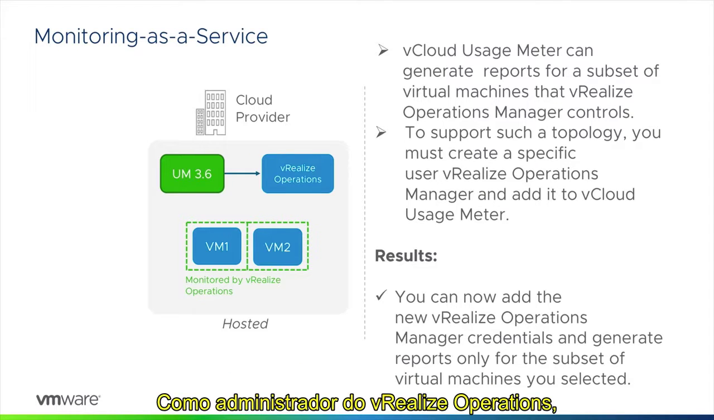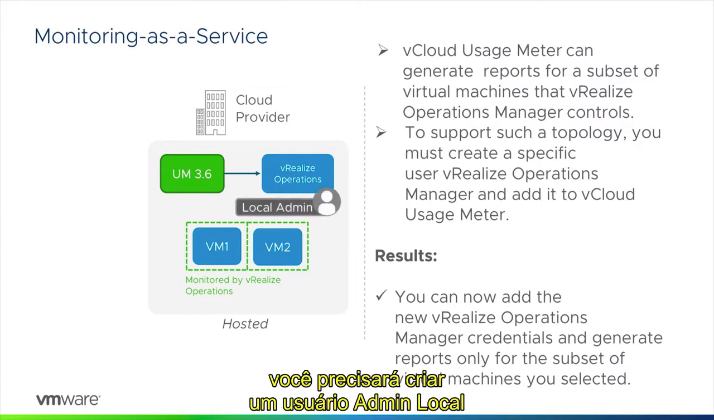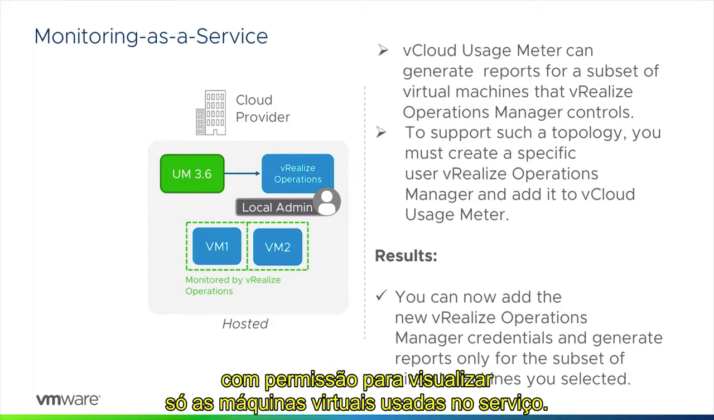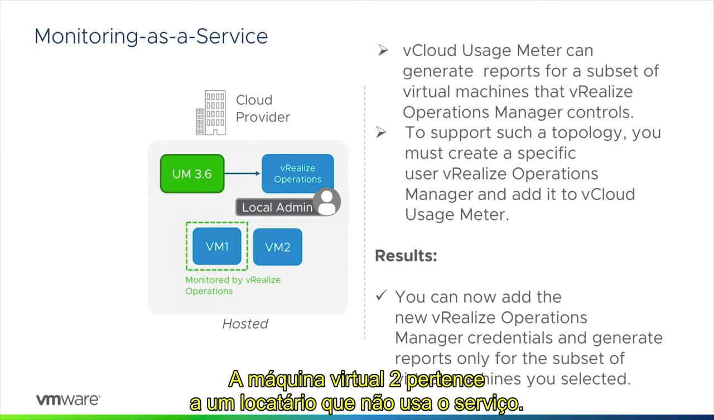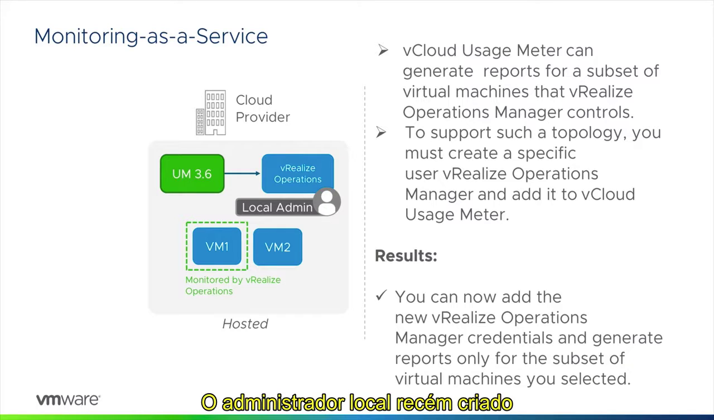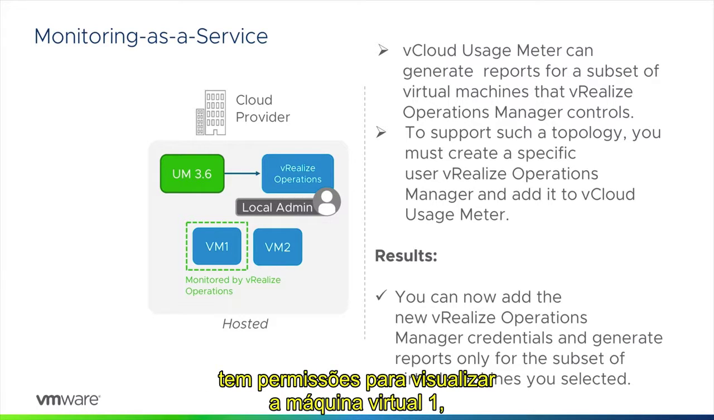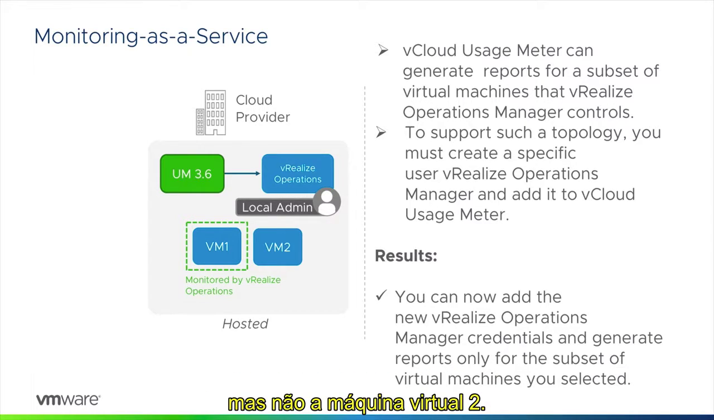As an administrator within vRealize Operations, you will need to create a local admin user that has permission to view only the virtual machines which are being utilized in the service. As an example, Virtual Machine 1 belongs to a tenant that uses the service. Virtual Machine 2 belongs to a tenant that does not. Our newly created local administrator has permissions to view Virtual Machine 1, but not Virtual Machine 2.